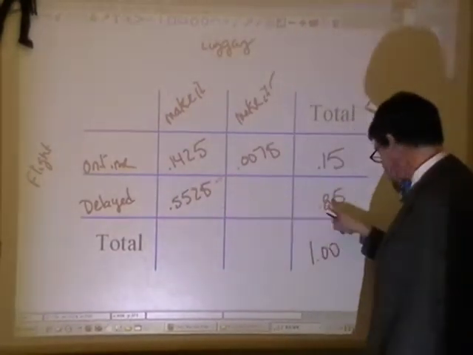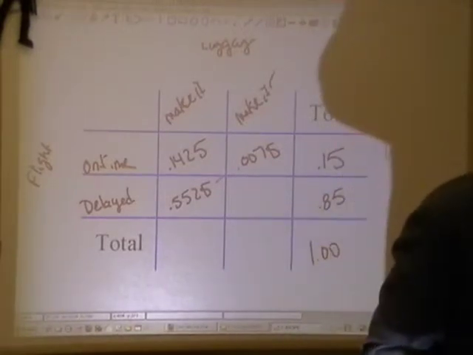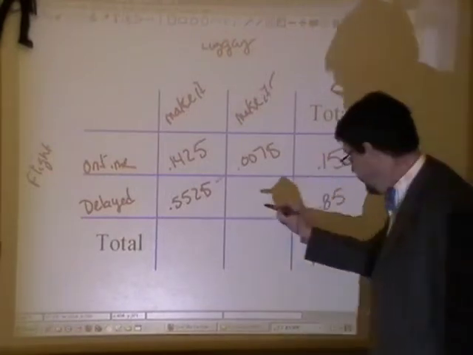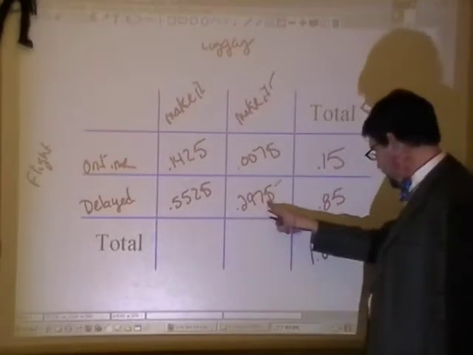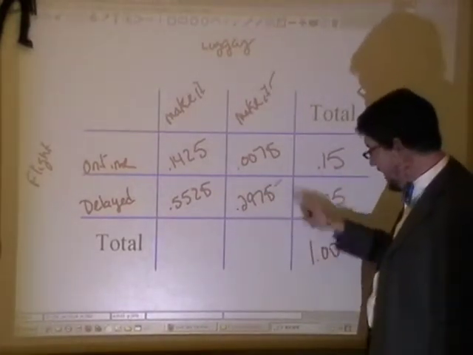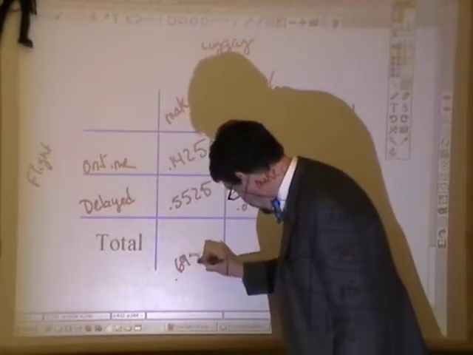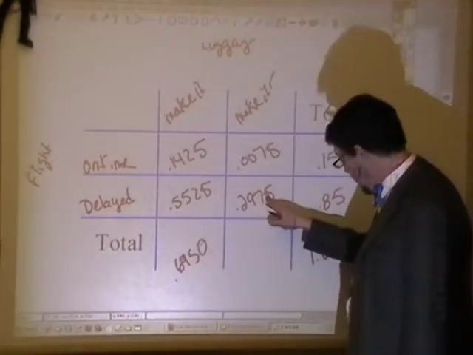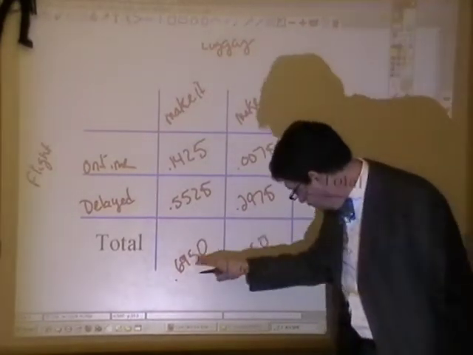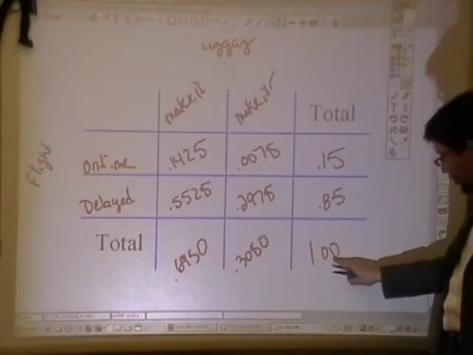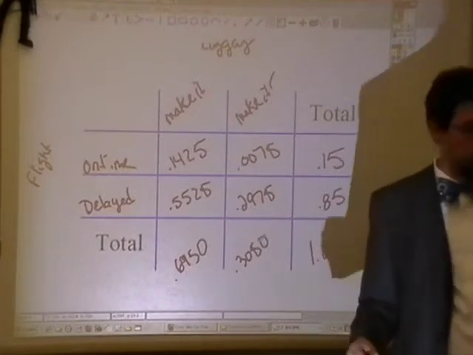All right, and then I subtract in this situation to get this value, and that is going to be 0.2975. 0.5525 and 0.2975 add to give me 0.85. And then I will total down. This is going to be 0.6950. Adding down, this is going to be 0.3050. And if I've done this right, these two values are going to add to 1. Groovy. All right, now let's talk about some questions here.